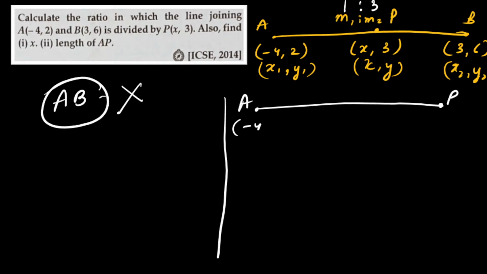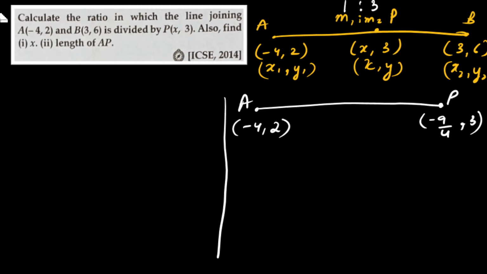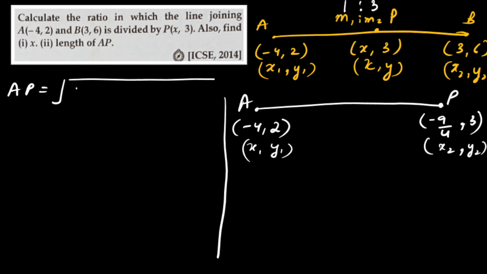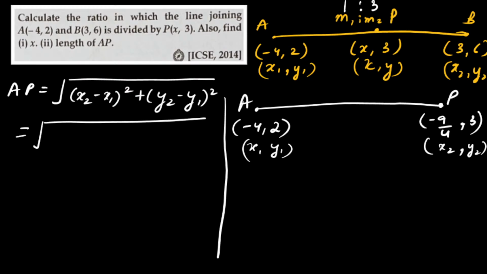A's coordinates are (-4, 2), and P's coordinates, since we have found the x value just now, are (-9/4, 3). So A's coordinates are x1, y1, and P's coordinates we will consider as x2, y2. I hope you remember the distance formula. The distance formula is the square root of (x2 minus x1) whole square plus (y2 minus y1) whole square. So we'll just substitute now.